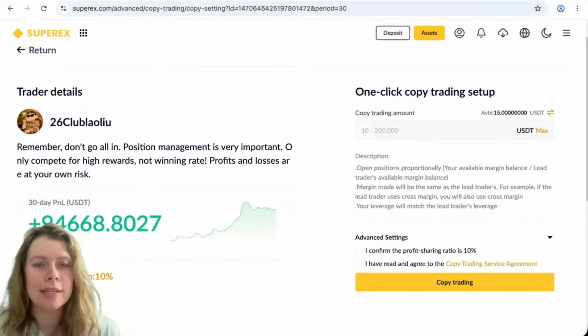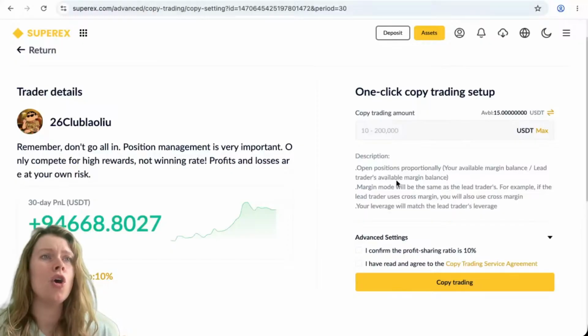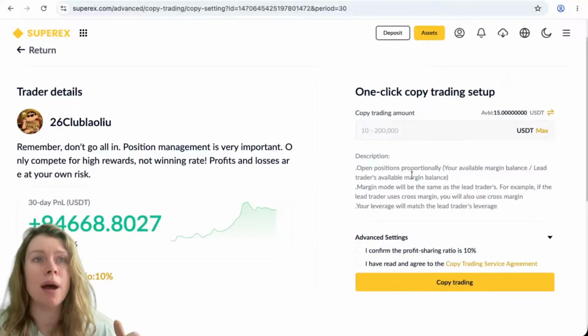Okay, so let's have a look at the second part. Read this description really carefully. So the first one is open positions proportionally: your available margin balance / lead trader's available margin balance.